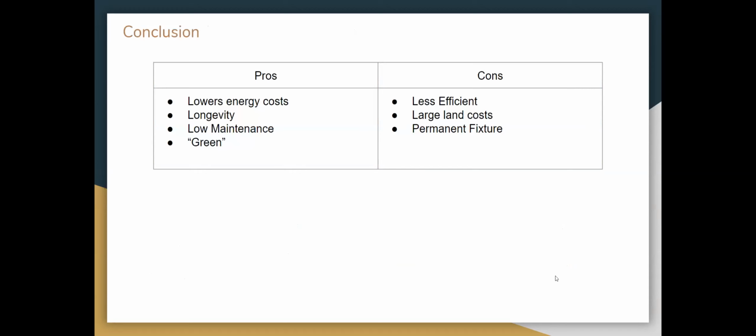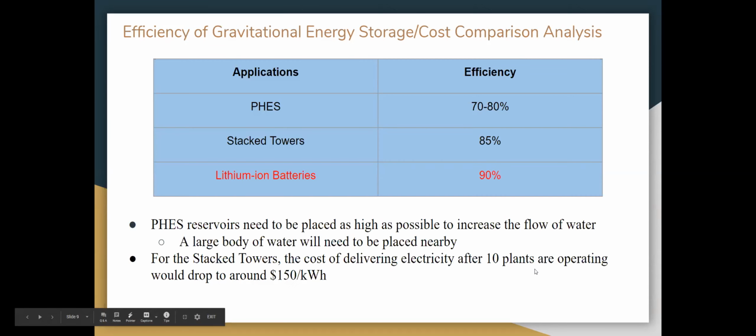With stack towers, concrete is denser than water, allowing it to store more energy at the same volume as water. The system will be able to run at 85% efficiency, which is just short of the 90% that lithium-ion batteries can operate at. The cost of delivering electricity after around 10 plants are operating would drop to around $150 per kilowatt hour.